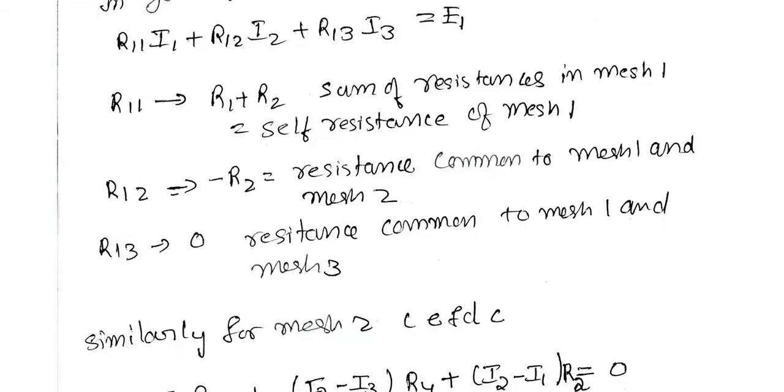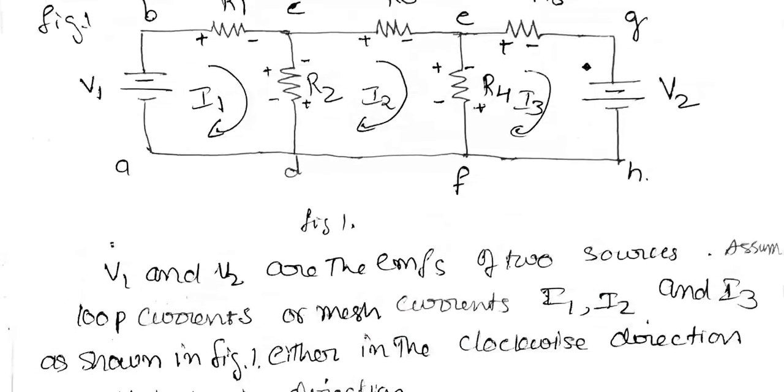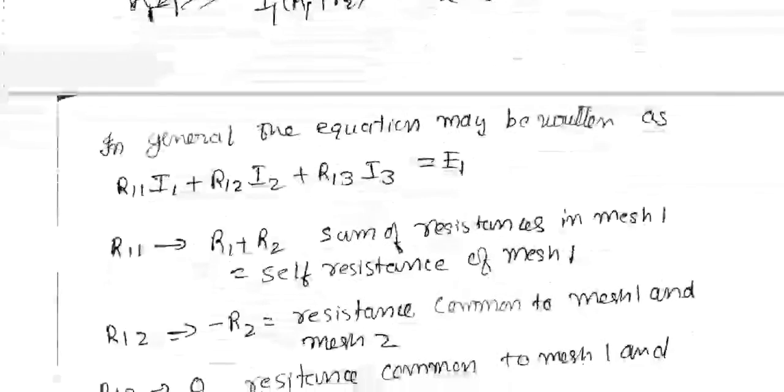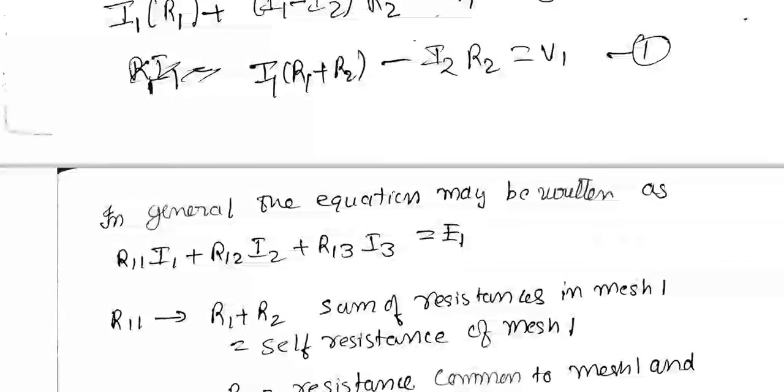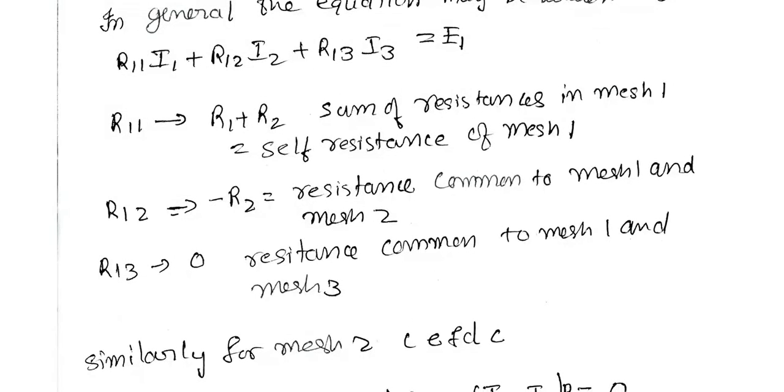R13 is the resistance between 1 and 3. There is no common resistance between 1 and 3, so we can consider it as 0. In the equation there is no I3 term, so R13 is equal to 0.